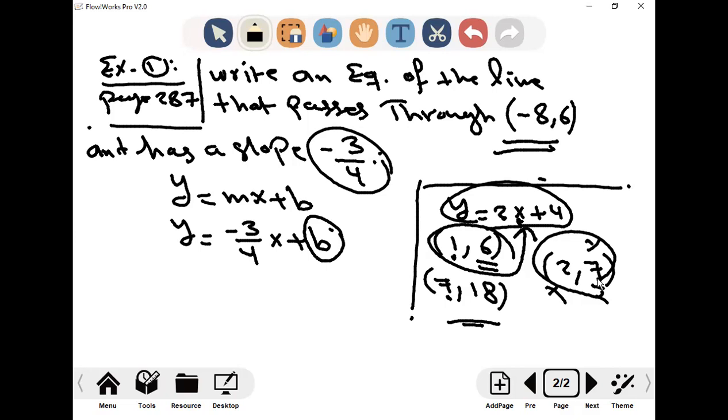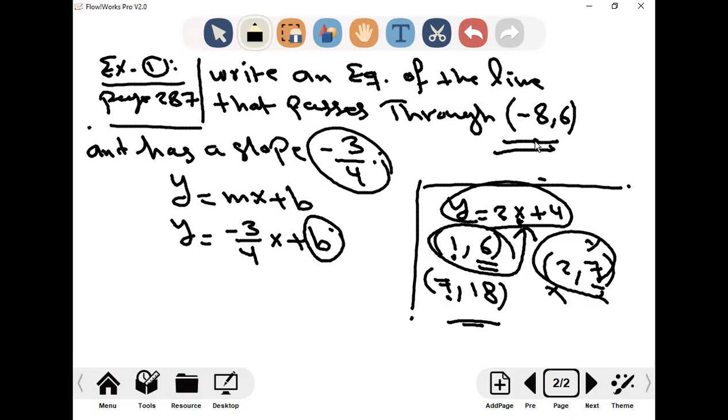So y equals negative 3 over 4x plus b. The question said the line passes through the point, which means this point is on the line, right? This point on the line means if you put negative 8 in place of x, the answer should be 6, as we did here, right?